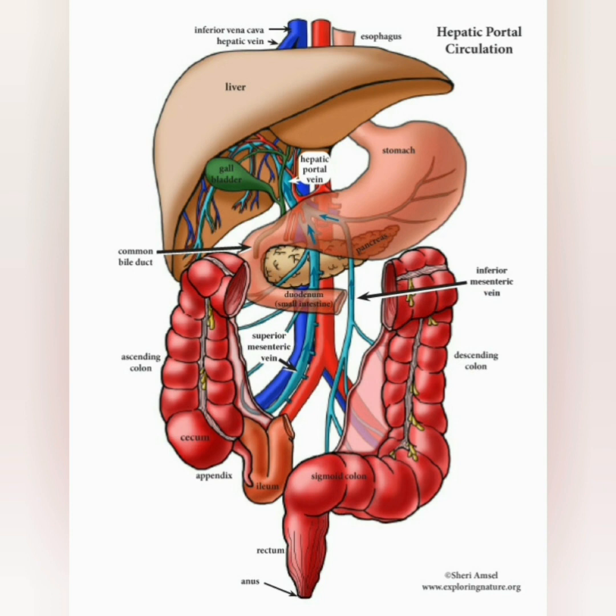Here you can see the hepatic portal vein that carries blood from intestine to the liver before it is delivered to the systemic circulation. Observe the diagram and try to understand the concept. Hope you got information about the patterns of circulation well.